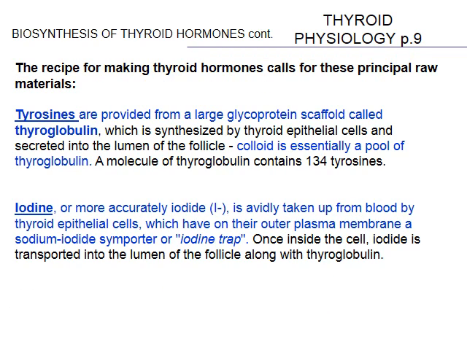So just to review, the recipe that one would use to produce thyroid hormone would be tyrosines and iodine. The tyrosines come to us from that glycoprotein in the colloid space called thyroglobulin. Remember, thyroglobulin is an excellent source of tyrosine. There's over 130, in fact 134 tyrosines in this protein. Many of them will serve as the site of thyroid hormone synthesis.